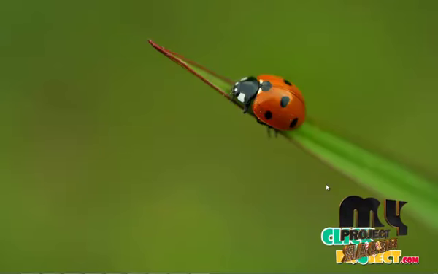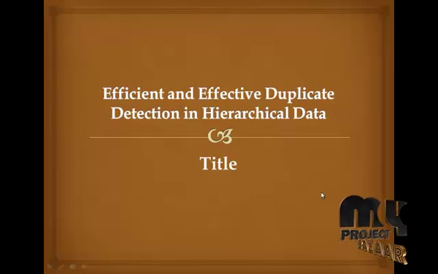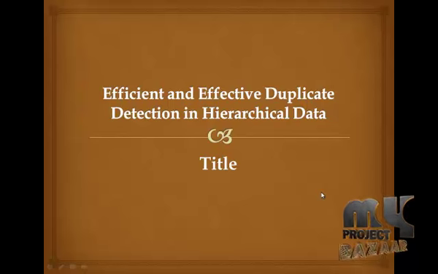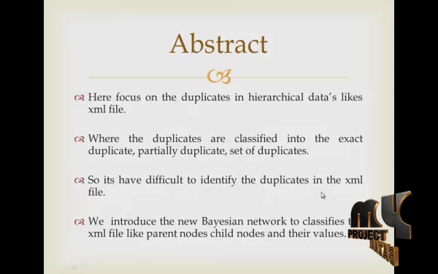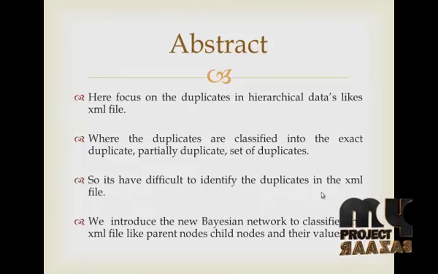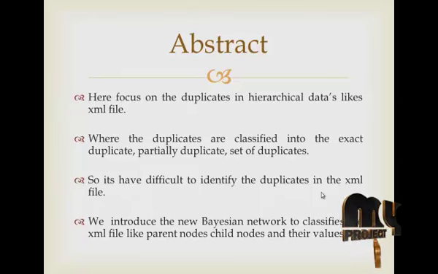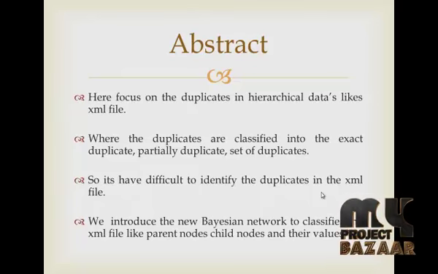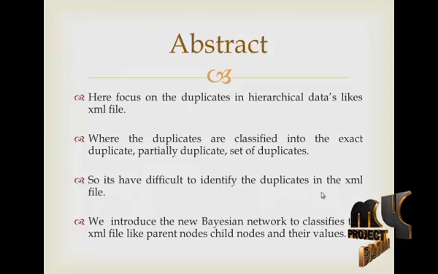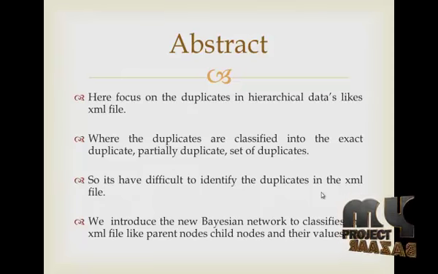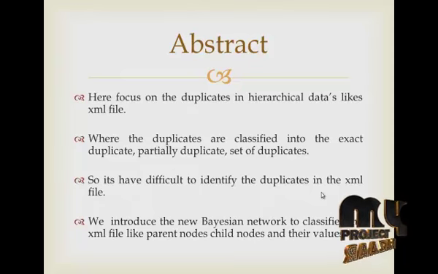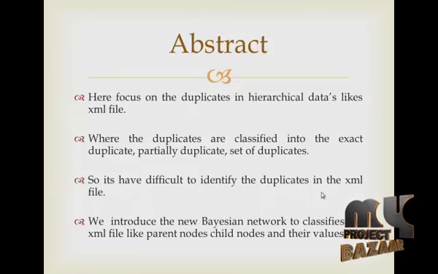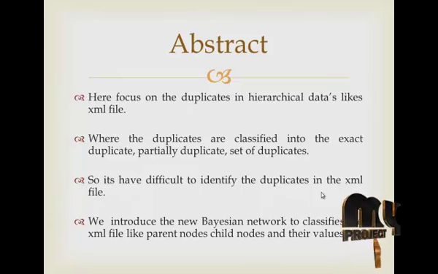Now I am going to explain the project: efficient and effective duplicate detection in hierarchical datasets. Abstract. Here we focus on duplicates in hierarchical data like XML files, where the duplicates are classified into exact duplicates, partial duplicates, and sets of duplicates. In this process we apply the probability condition to get all the information for XML data, covering the duplicate data in parent nodes and child nodes, applying these four conditions in our method.